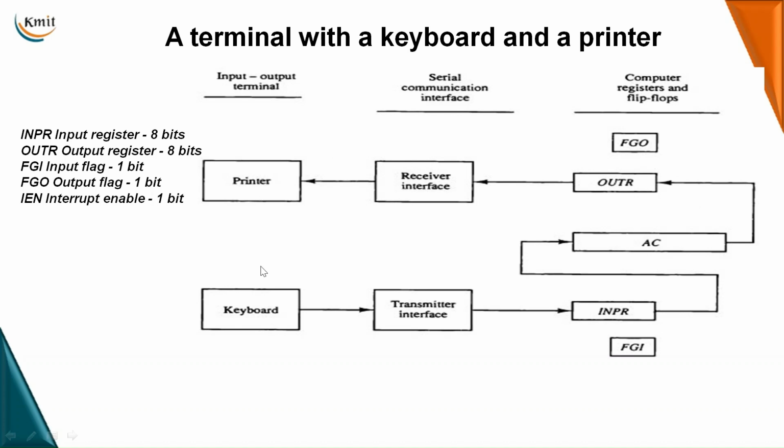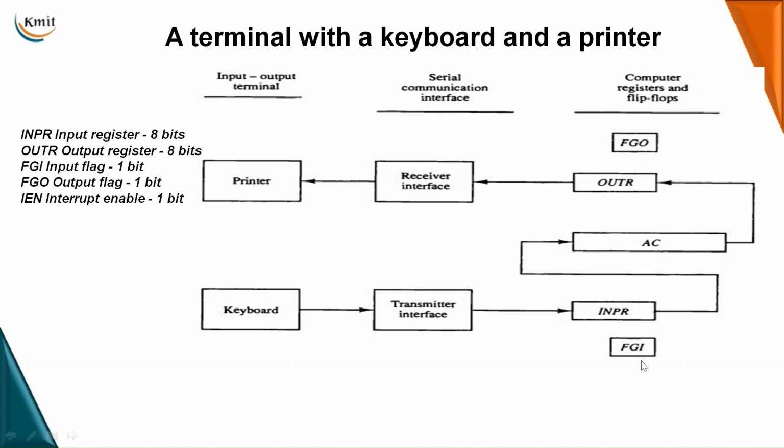So coming to the input and output registers, these two registers are 8-bit registers which are capable of storing 8 bits of information. Whenever a key is pressed on the keyboard, the particular key is converted into an 8-bit format, and through a transmitter interface, the 8 bits are stored in the input register.